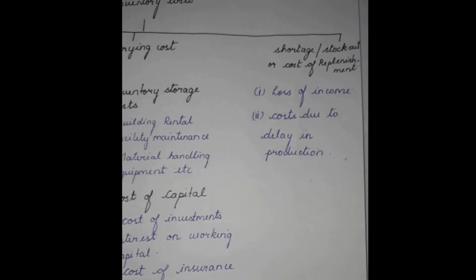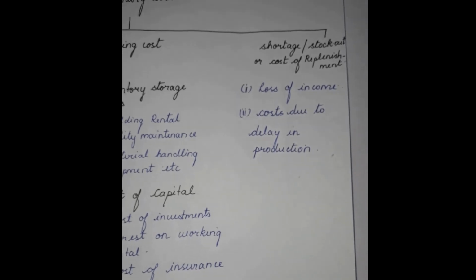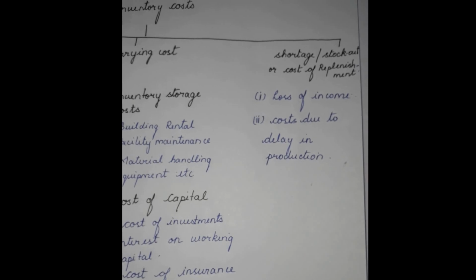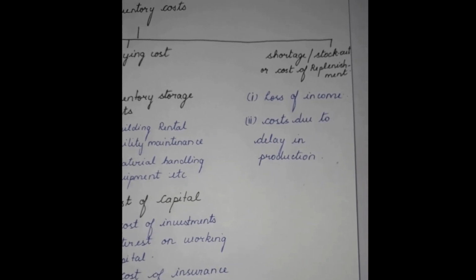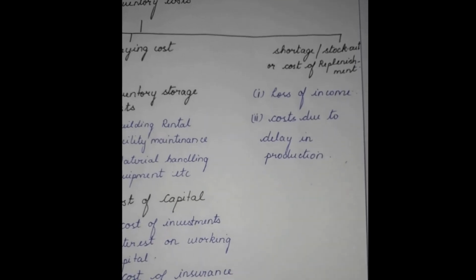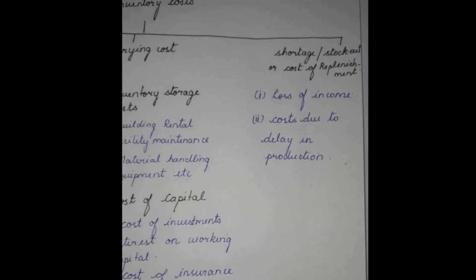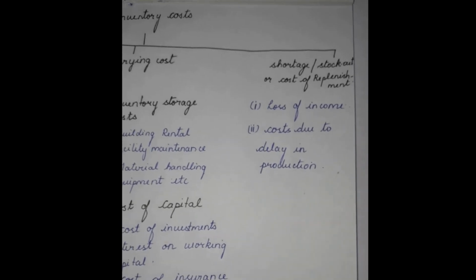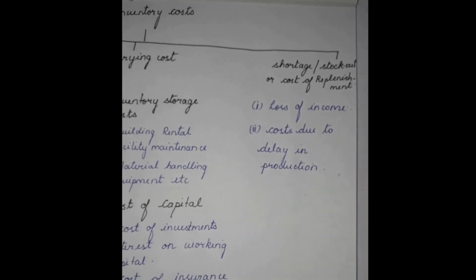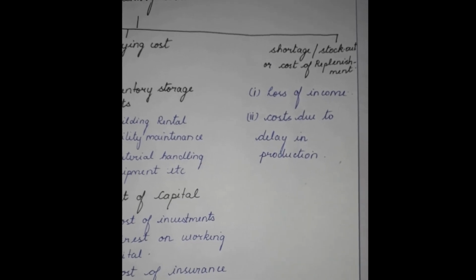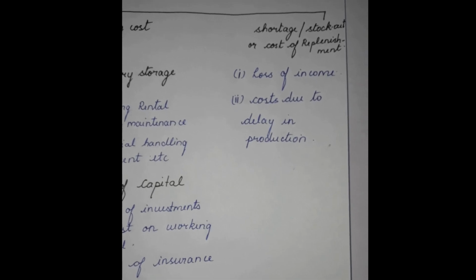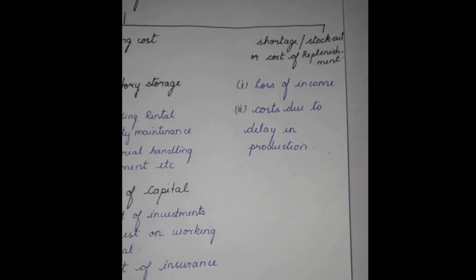And the third inventory cost that we're looking at is shortage or stock out or cost of replenishment. So when orders are less and we've run out of the goods that are required for the production process to complete, then there is loss of income, because when we have an order, we are not able to render the final product because there's shortage of material, or the cost that you will be incurring because the production has been stopped or there is a delay in production because of shortage of inventory.